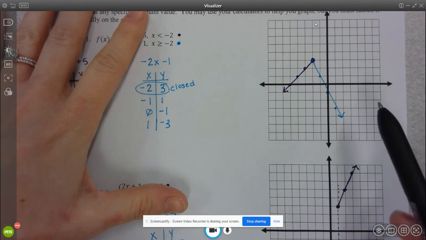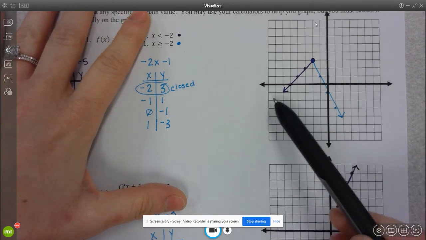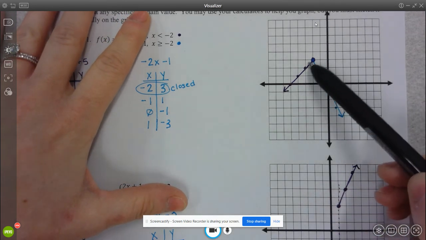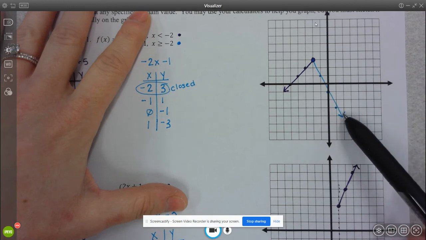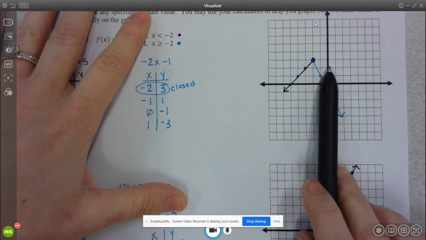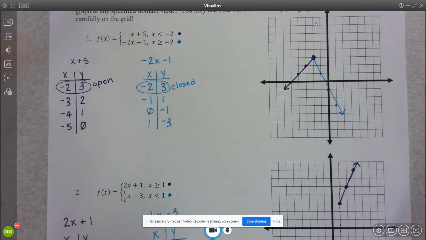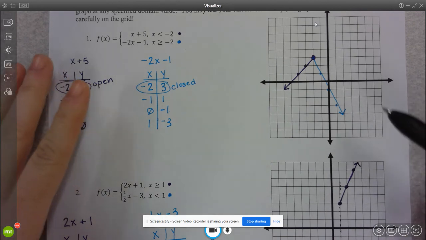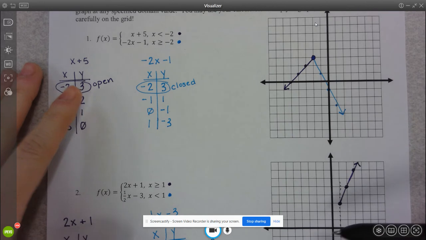Here, however, on our first example, this is continuous because I can trace this without ever lifting my pen. This is still a function because at no point in time do I have two y values with one specific x value. So here we're still good.